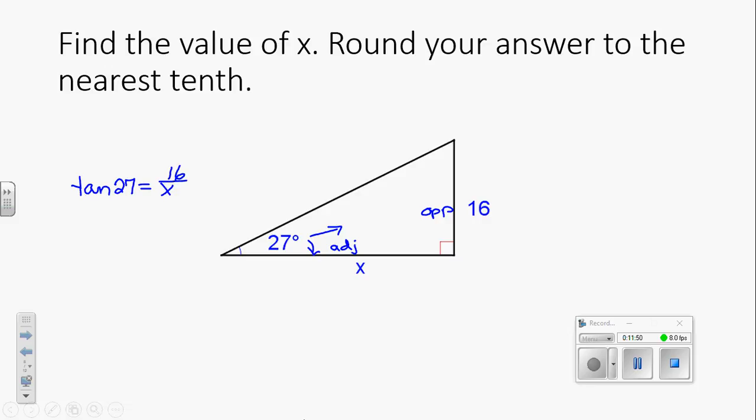So what I like to do when I see this is I like to make it into a fraction equal to a fraction. That means that we would cross multiply: x times the tangent of 27 is equal to 1 times 16. And then we want to get the x all by itself, so we'll divide by the tangent of 27, and x becomes 16 divided by the tangent of 27.